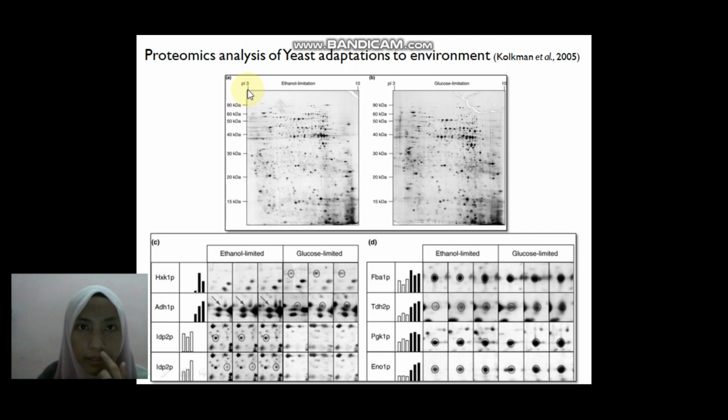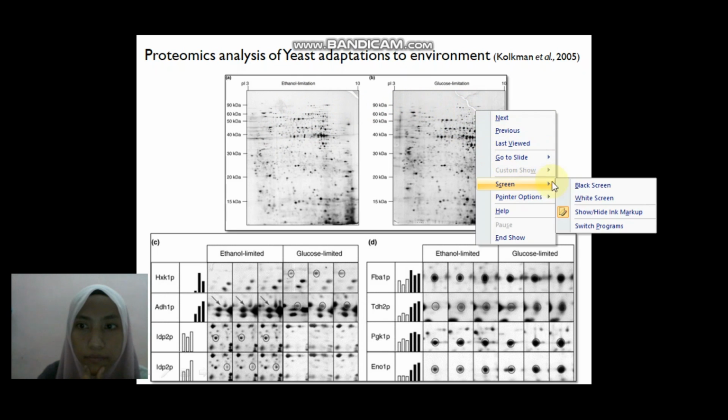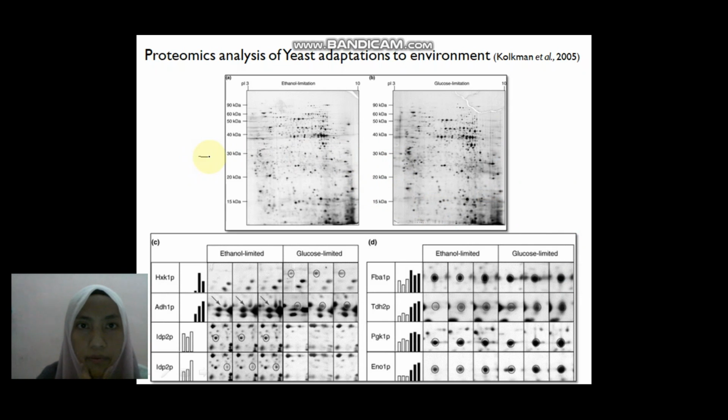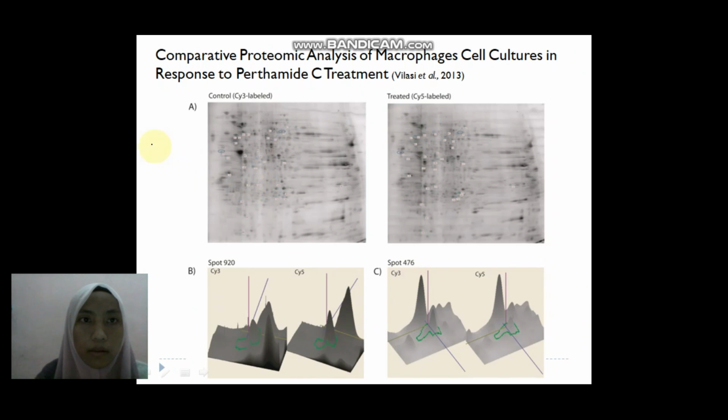Alright, so proteomics analysis of these adaptations to environment. Let's say you have 2 samples, one with ethanol limitation and the other one with glucose limitation. It's about the same difference. You can see that in every protein there is a difference in expression. So they compare, and it helps you read out the quantitative protein, and also a comparative protein analysis of macrophages. So probably you can spot the difference that it has. It looks similar, but it also looks different. Okay, and it has different cyanine labels, Cy3, Cy5.